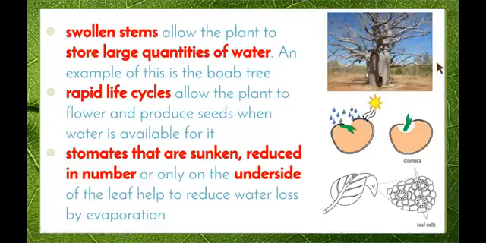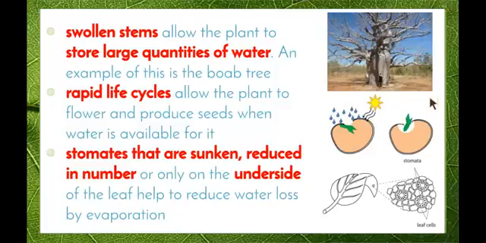Rapid life cycles is another adaptation that allows the plant to flower and produce seeds when water is available. Seeds won't germinate unless there's water available. So some Australian plants have that ability for the seeds to remain dormant until there's enough water available for it to happen.